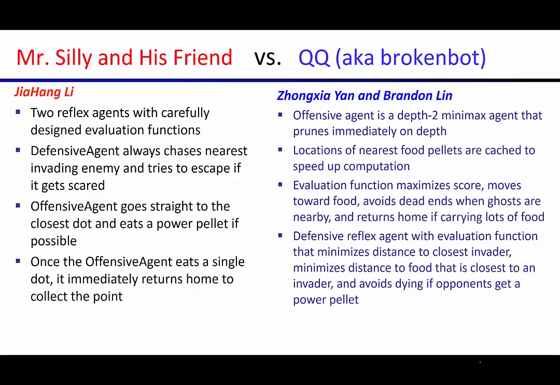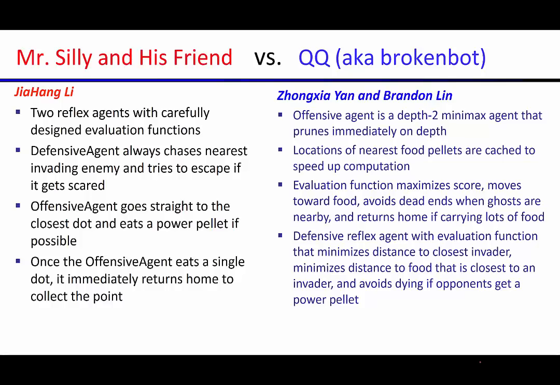QQ, also known as Broken Bot. Offensive agent is a depth 2 minimax agent that prunes immediately on depth. Locations of nearest food pellets are cached to speed up computation. Evaluation function maximizes score, moves towards food, avoids dead ends when ghosts are nearby, and returns home if carrying lots of food. Defensive reflex agent with evaluation function that minimizes distance to the closest invader, minimizes distance to food that is closest to an invader, and avoids dying if opponents get a power pellet. All right. Try to think which way might play out better. We're about to watch a game between the 2 of them.